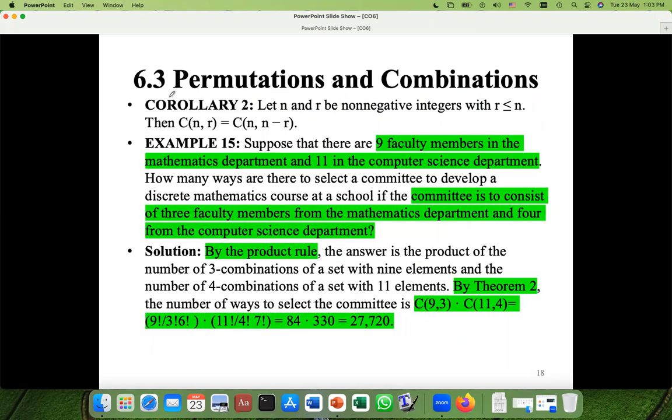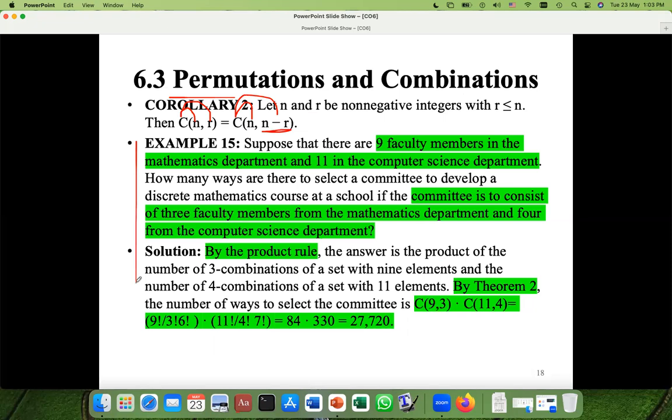Now we have corollary 2. N and R is same. And here you have R combinations of n objects of a set is equal to n minus R combinations of n objects of a set. This is just a definition. Keep it. Maybe it will be helpful in upcoming examples.